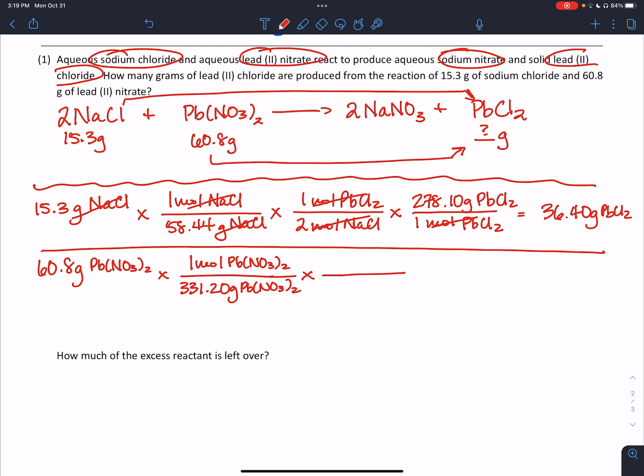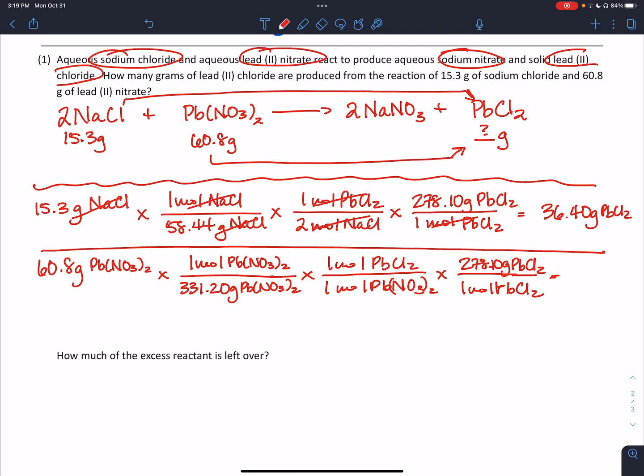So we need a mole ratio step, where 1 mole of Pb(NO3)2 for every 1 mole of PbCl2. All right, last step, we're going to convert to grams using the molar mass. So 1 mole of PbCl2 has a mass of 278.10 grams.